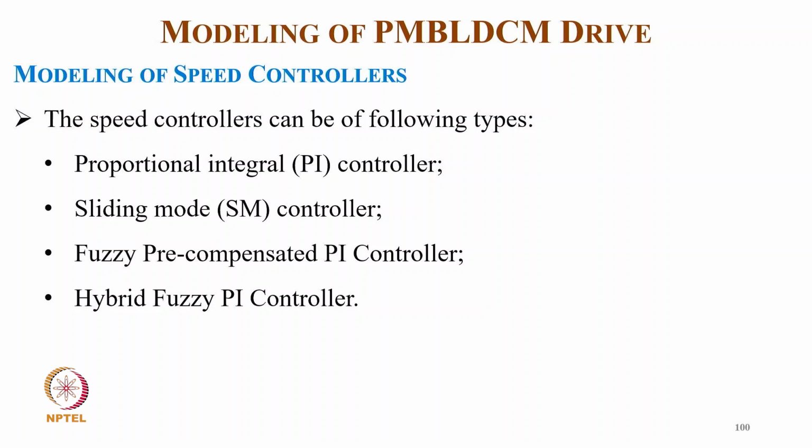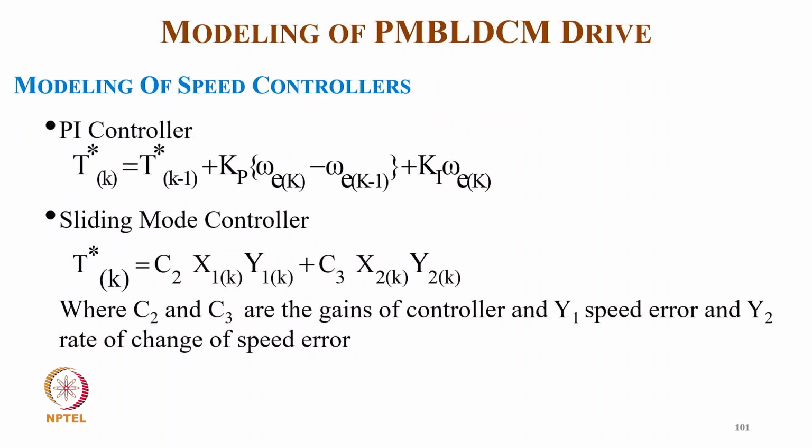And then we have a hybrid of fuzzy and PI. So hybrid means when we are away from the set point we use the fuzzy, and when we are near the set point we use the PI control, so that steady state error is zero, as well as we avoid the chattering caused normally by the fuzzy controller.